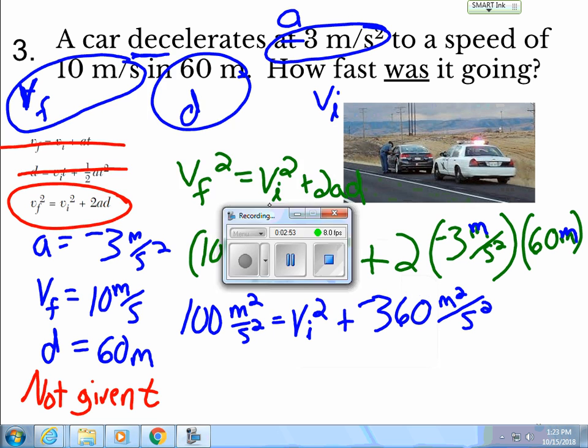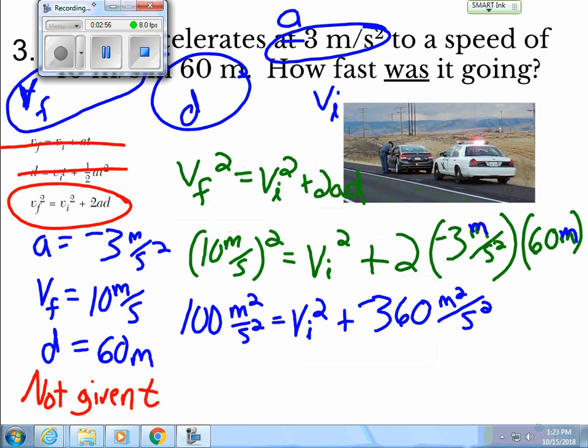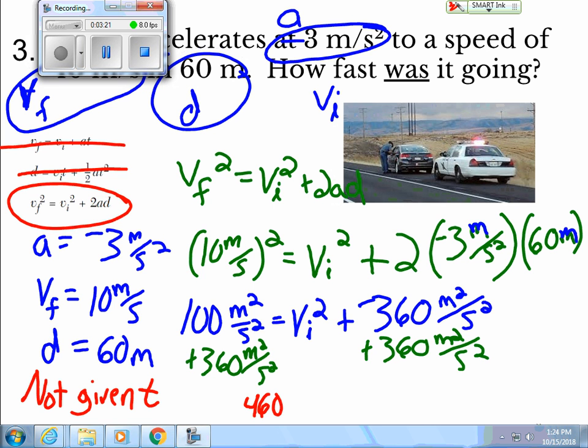If I can move this up here. Alright, continuing forward, I need to subtract. Notice the units, meters squared per second squared on each one. Add 360 meters squared per second squared to both sides, plus 360. You do one side of the equation, you do the other side of the equation. Now I'm going to have 460 meters squared per second squared is equal to V initial squared.